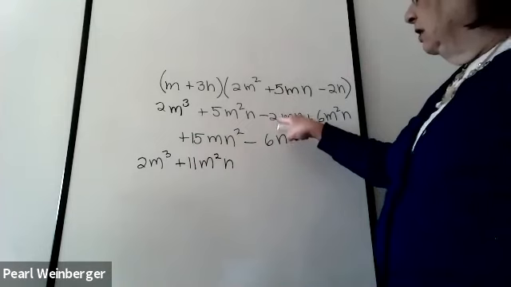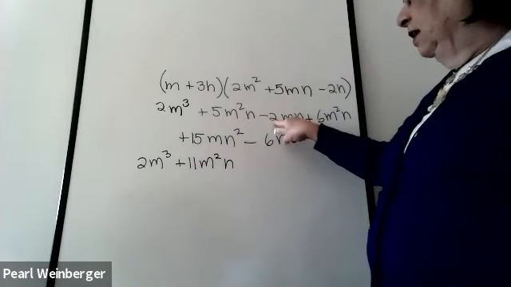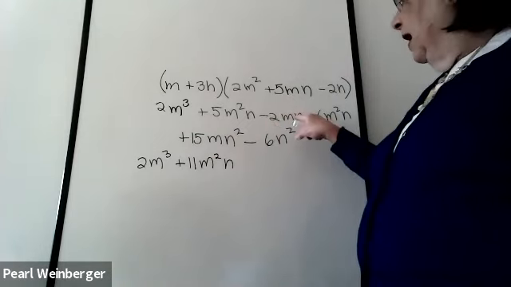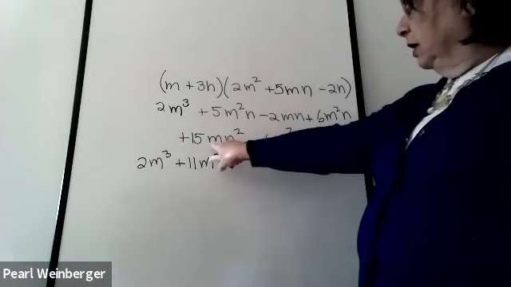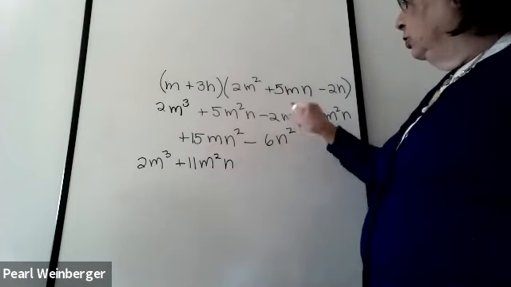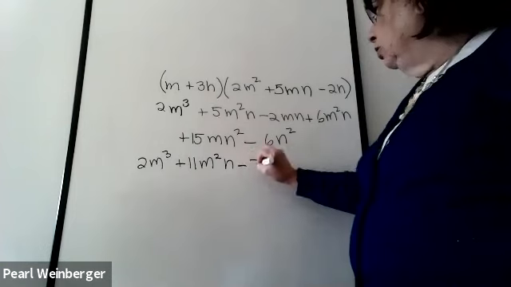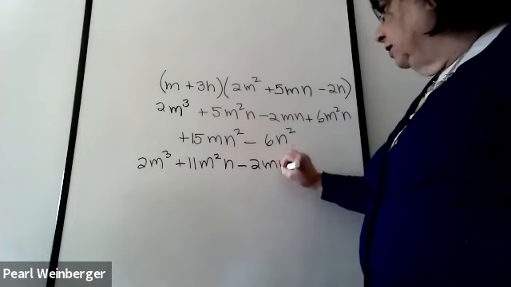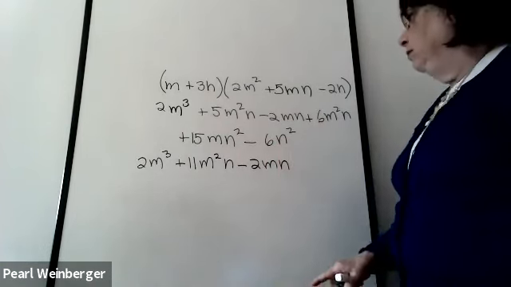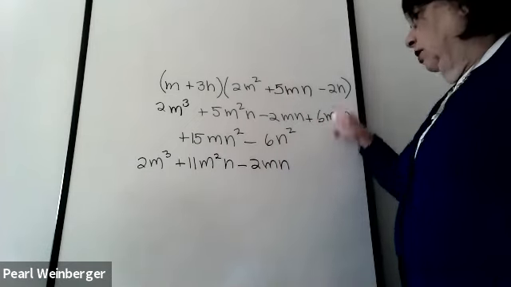Okay, the next thing I see is a 2mn. Is there another mn term? No, this one has mn squared. So there's only one term that's just mn. That's a minus 2mn. Okay, this we took care of already.